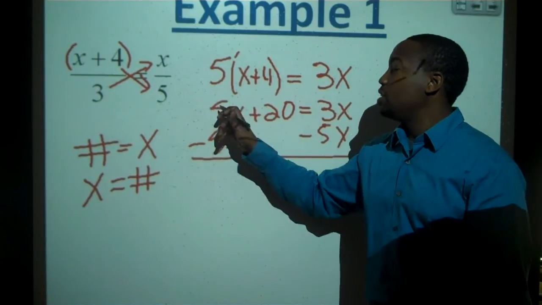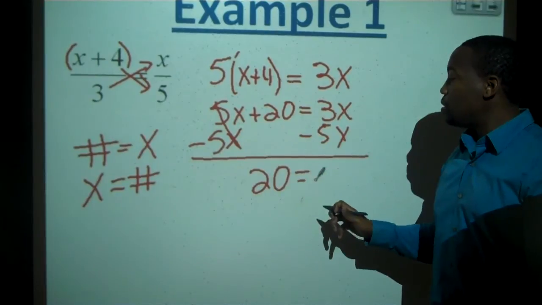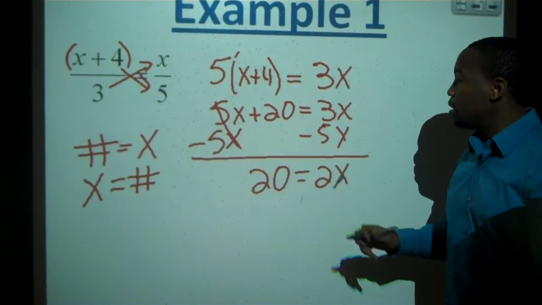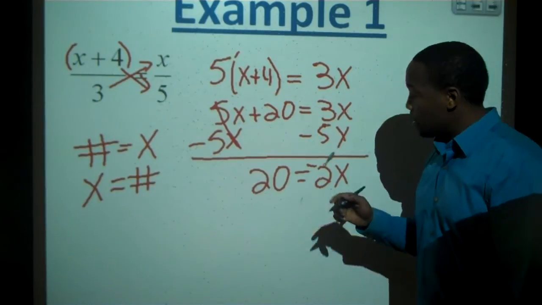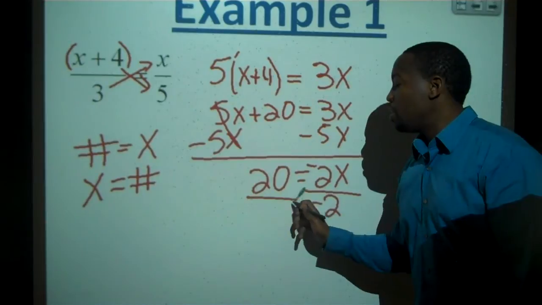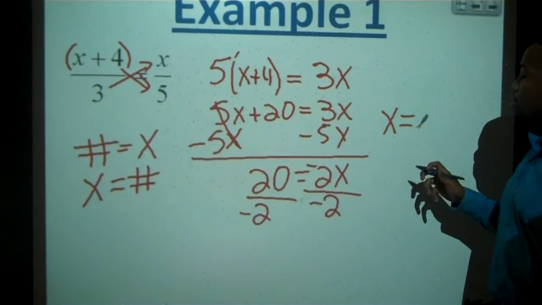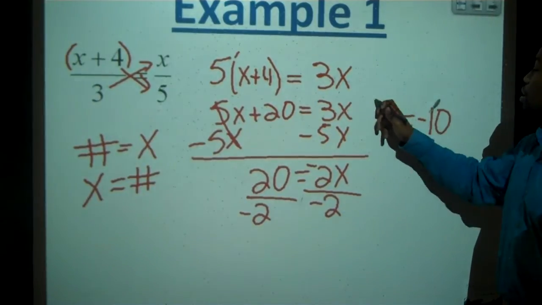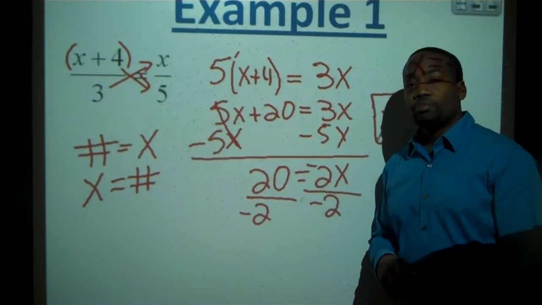Negative 5x on both sides. This cancels out. Bring down my 20. I get 20 is equal to 2x. Now from here, that's negative 2x. From here, what I need to do, I need to get rid of this negative 2. So I divide by negative 2, and I also divide by negative 2. And I receive x is equal to negative 10. And that's my answer. Alright?